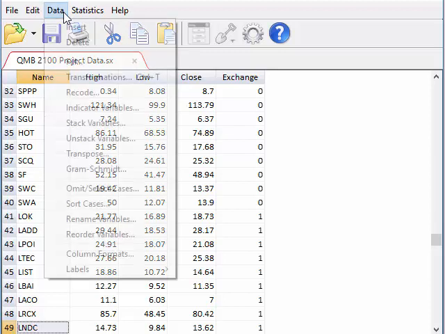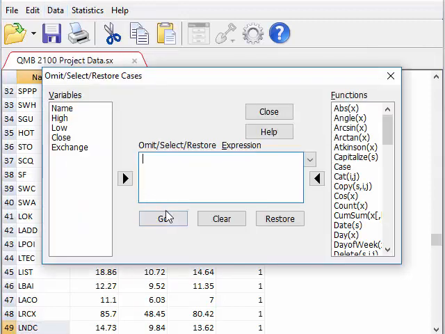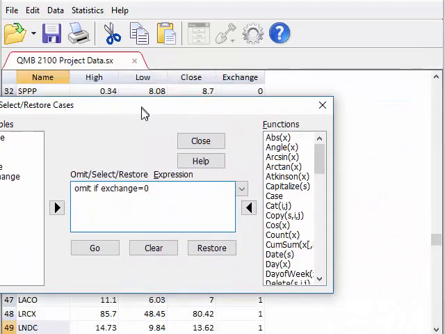So there's another way. I'm going to go to the transformations menu in the data menu. Nope, that's not right. I'm going to go to the omit select cases menu. That's correct. I'm going to go here and say omit if. Now there's a lot of ways I could do it, and I guess the easiest way is exchange is equal to, which ones do we want to get rid of? And I got to spell exchange right. We want to get rid of the zeros. We want to get rid of the New York Stock Exchange stocks. So let's see where I'm at here. Okay, this will be perfect.